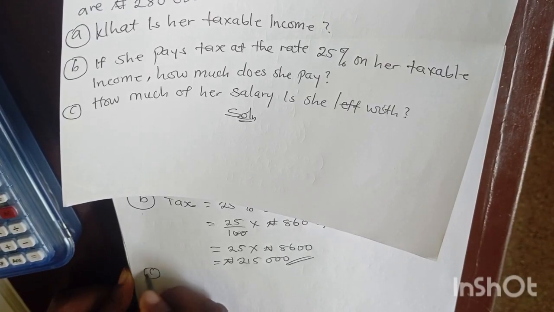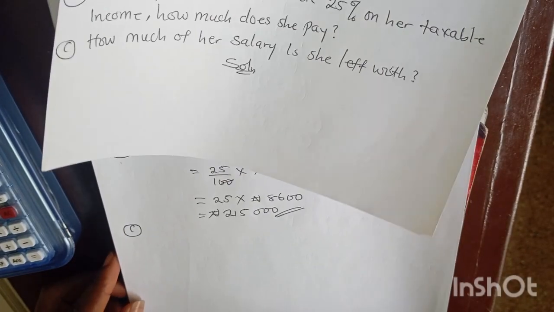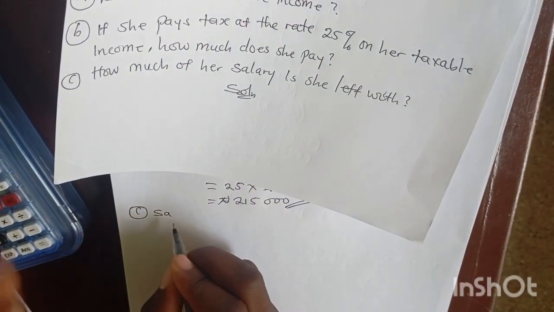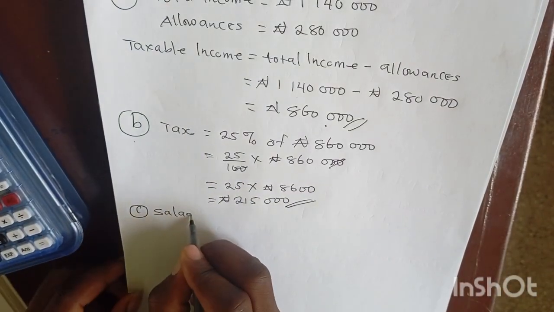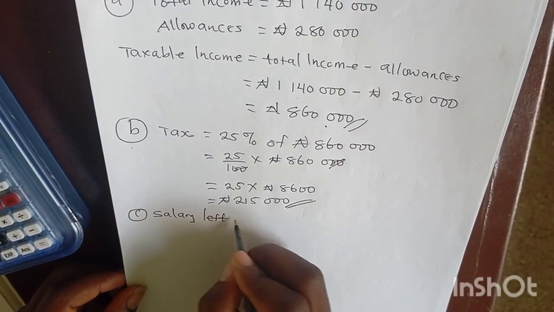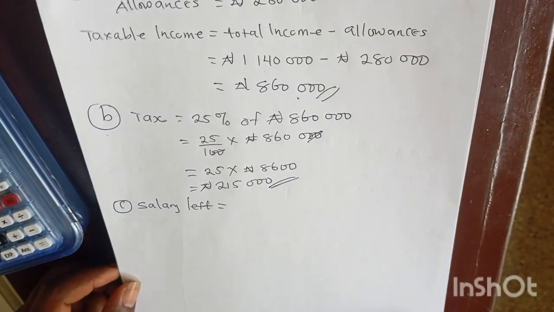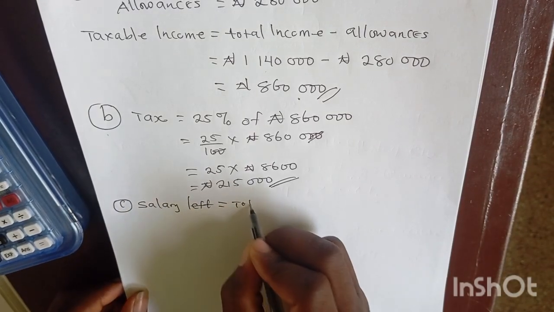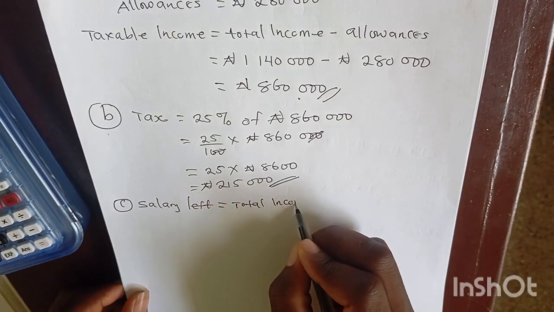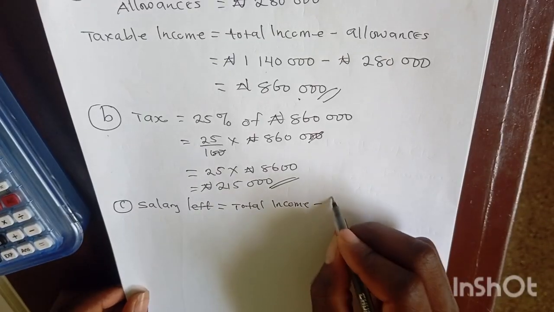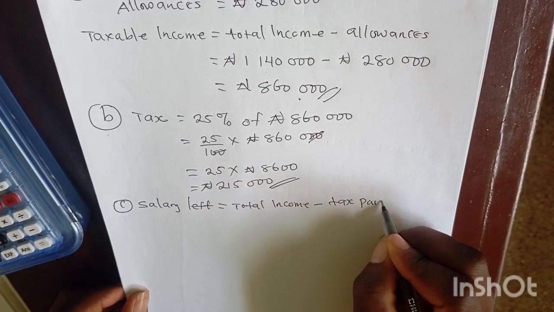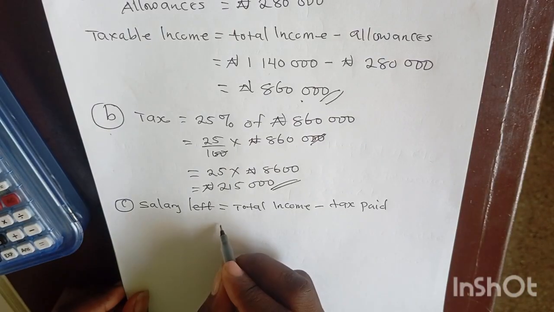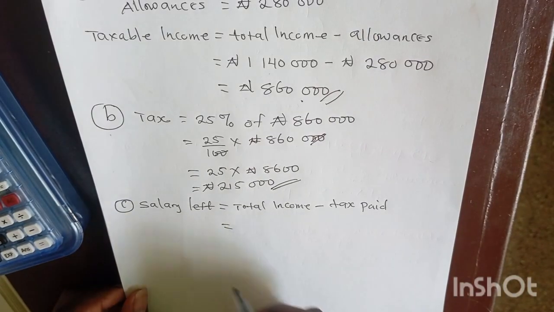So we now have C. For C, salary left is equal to total income minus tax paid, because if we subtract the tax paid, then we are going to know how much is left as salary. So what is our total income?